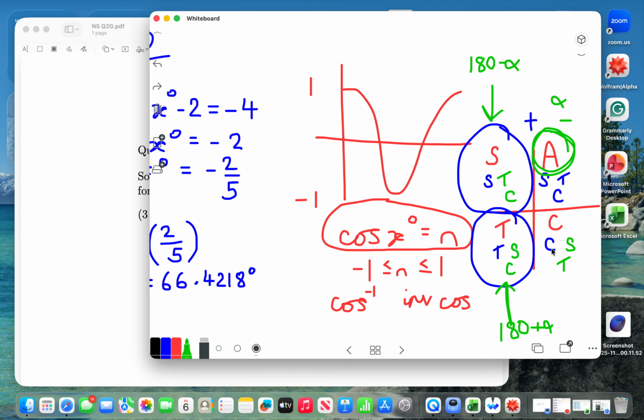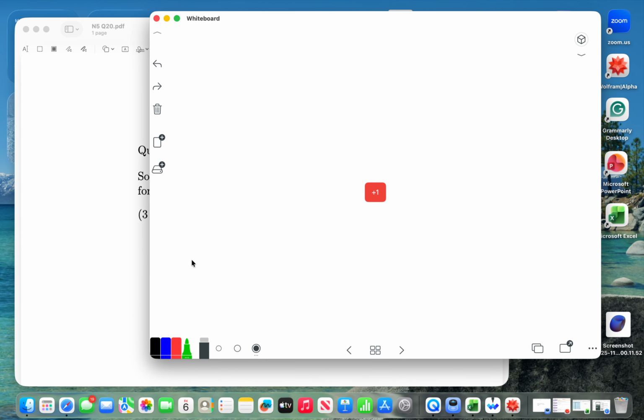And in the other quadrant, the C quadrant, the cosine is positive, so we cannot use that to get a solution. But if we could, the angle in this one would be 360 minus alpha. But we can't use that one, so 180 minus alpha and 180 plus alpha are the two solutions.